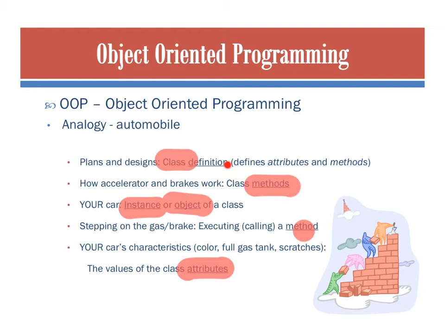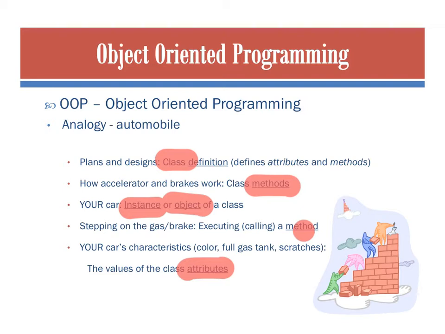The blueprint may be somewhere on a computer. In terms of this automobile analogy, it might be on a piece of paper or on a roll of paper, but we still do not have a car. And the same in terms of our class definition. Our class definition is going to be the code that describes our class, but we still do not have objects.